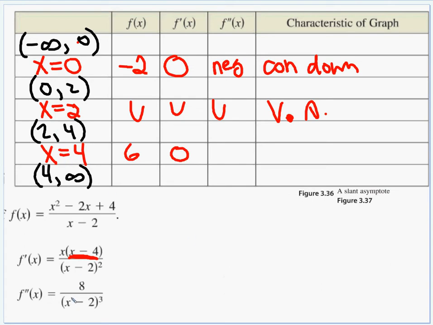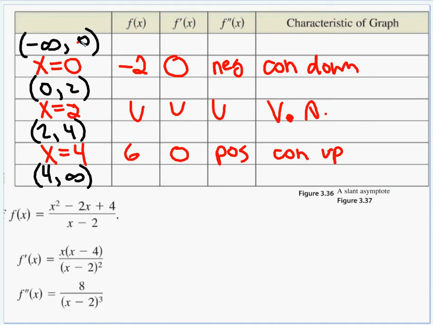And if we put 4 into the second derivative, we have a positive 8 in the numerator. 4 minus 2 is a positive number cubed, which is still positive. Positive over positive is positive. And we are concave up. Okay, now let's start doing our intervals.